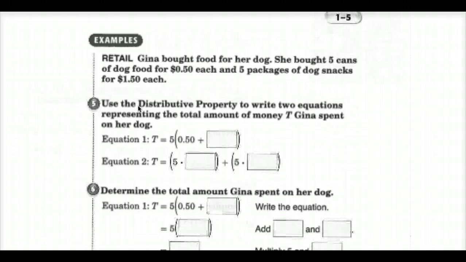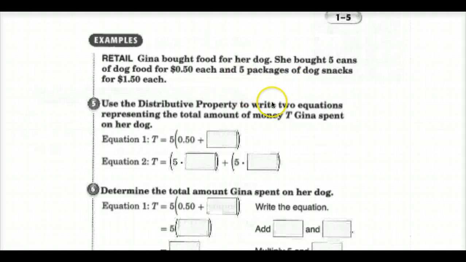Page 45 in your notebook. Examples. Retail. Gina bought food for her dog. She bought 5 cans of dog food for 50 cents each and 5 packages of dog snacks for $1.50 each. Use the distributive property to write 2 equations that represent the total amount of money T Gina spent on her dog.